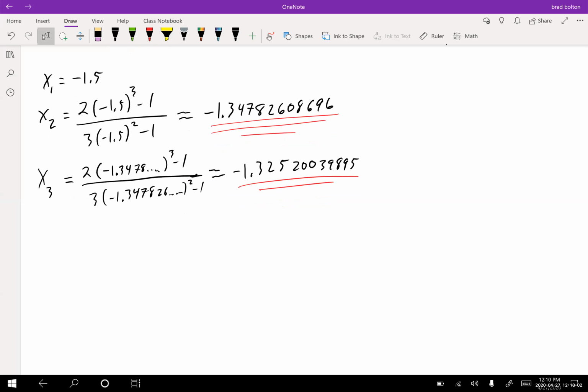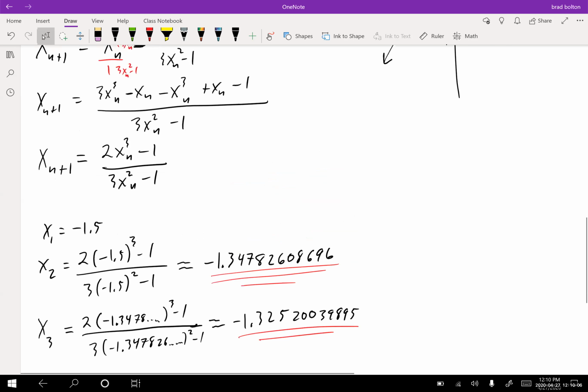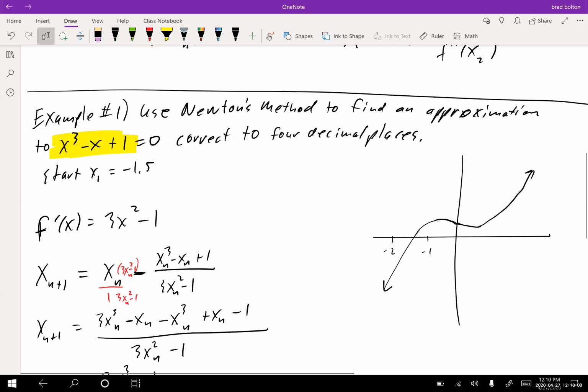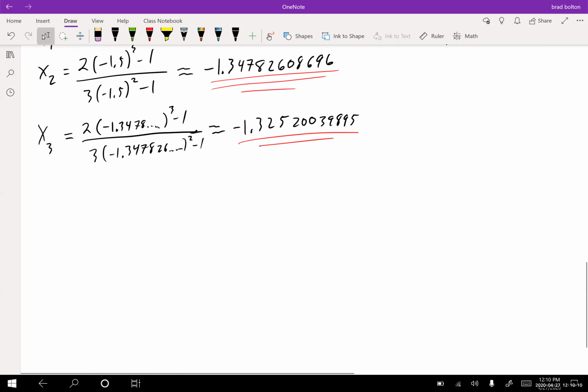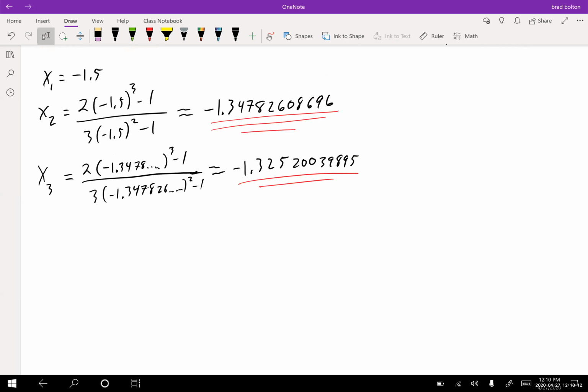Now the question becomes, how do you know when to stop? Well, they told us to make it accurate within how many decimal places? Correct to 4 decimal places. So that means I can't stop until 4 decimal places have not changed. So if you guys notice, right here we have a 3, and right here we have a matching 3. However, it's not the same after that, so we got to go again.